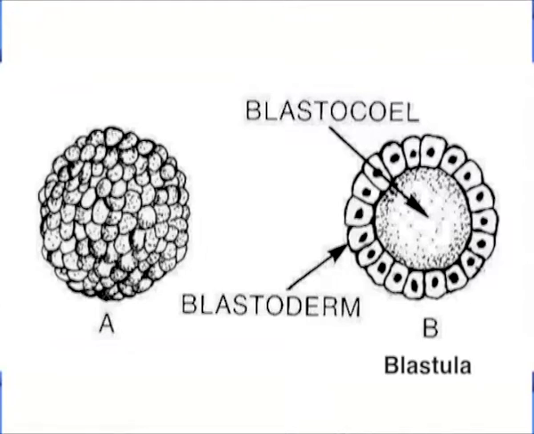When the cell number is around 16, the solid sphere of cells within the zona pellucida is referred to as a morula. At this stage, the cells start to bind firmly together in a process called compaction, and cleavage continues as cellular differentiation. After the cleavage has produced over 100 cells, the embryo is then called the blastula, which has a spherical layer of cells called blastoderm surrounding a fluid-filled or yolk-filled cavity called the blastocele.